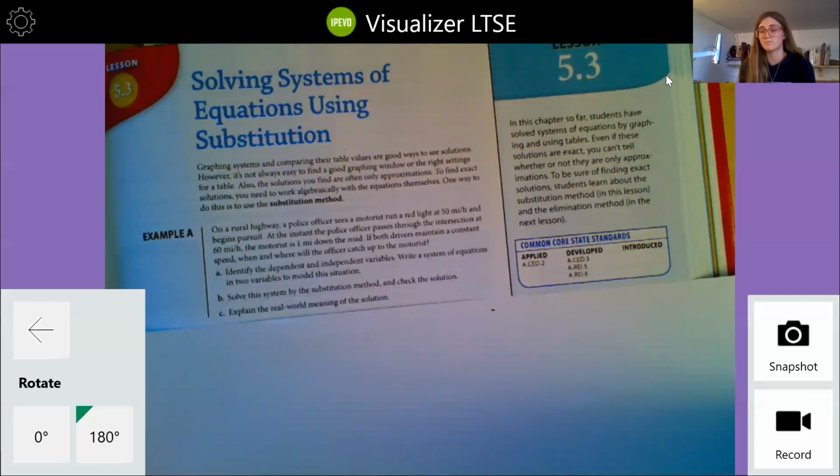So looking at a graph is going to allow for some error, because we might not graph it totally perfectly, or it could just be off a little bit. So in order to find the exact solutions, we'll need to figure this out algebraically. One of the ways we can do that is through substitution.